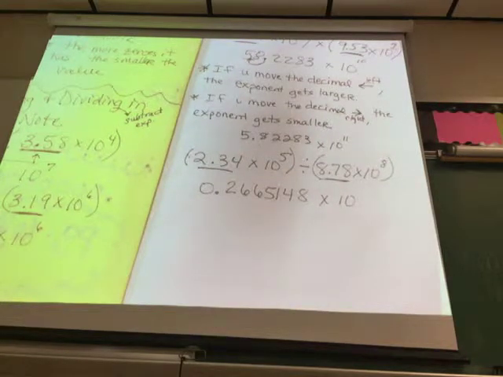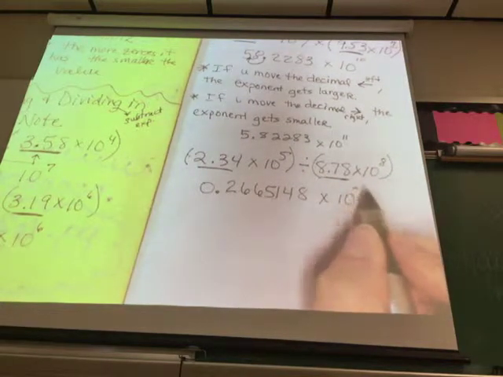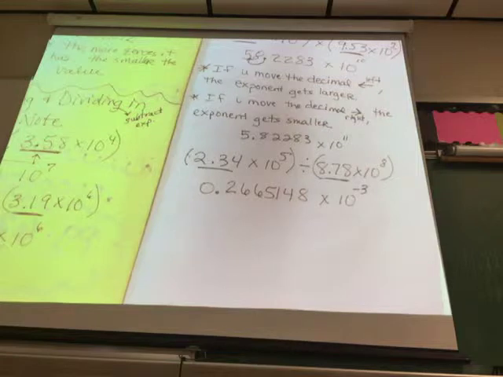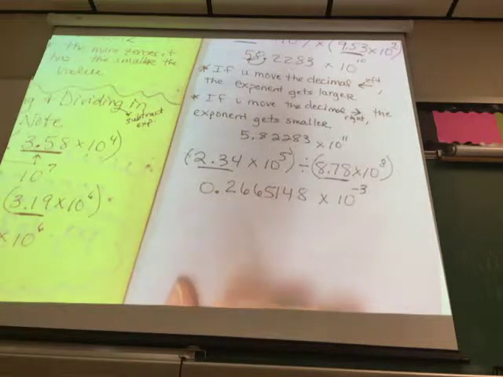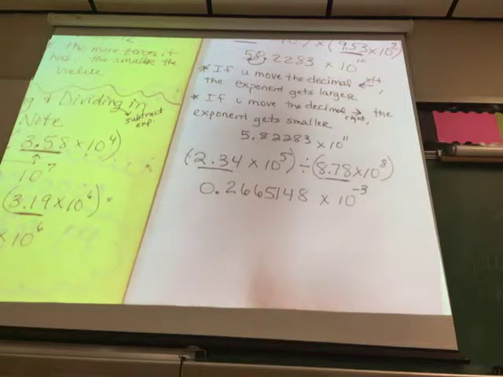When you're dividing, what are you supposed to do to your exponents? Yes, so 5 take away 8, negative 3. Okay, and I'm not finished with this because this is not a number between 1 and 10. So to make it a number between 1 and 10, how many spaces do I have to move it? One space to the right.